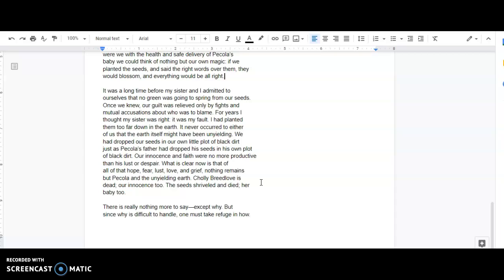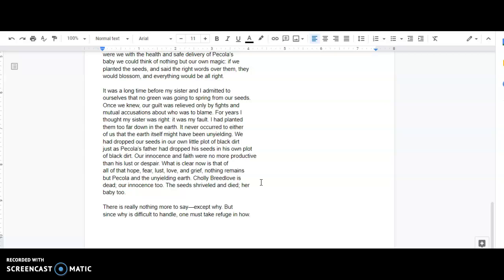The next paragraph is a bit reflective. It was a long time before my sister and I admitted to ourselves that no green was going to spring from our seeds. Once we knew, our guilt was relieved only by fights and mutual accusations about who was to blame. For years I thought my sister was right. It was my fault. I had planted them too far down in the earth. It never occurred to either of us that the earth itself might have been unyielding. We had dropped our seeds in our own little plot of black dirt, just as Pecola's father had dropped his seeds in his own plot of black dirt. Our innocence and faith were no more productive than his lust or despair.